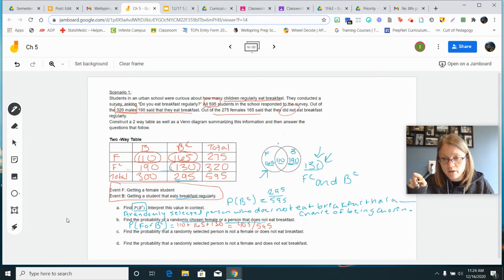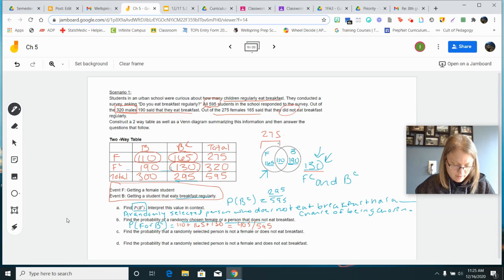So you can be a female, you can not eat breakfast, or you can be a female that doesn't eat breakfast. So there's 3 options there. The other option is to add up, let me take my whole female circle, which is the 275, and then anyone that doesn't eat breakfast as well. You can look at the Venn diagram if you want to, and do it that way.